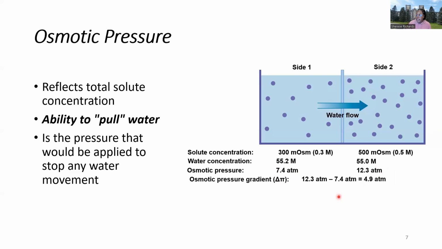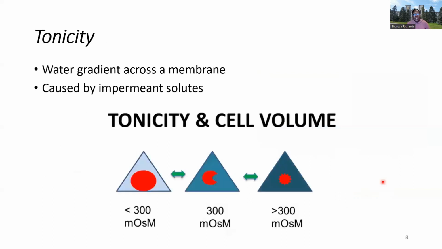All right. Therefore, the gradient of movement is about 4.9 atmospheres going from side one over to side two. So there's a force that's created on side two that's pulling the water from side one, and the quantity of that force is about 4.9 atmospheres, which is the difference in the gradient. All right, now let's move on to look at tonicity.